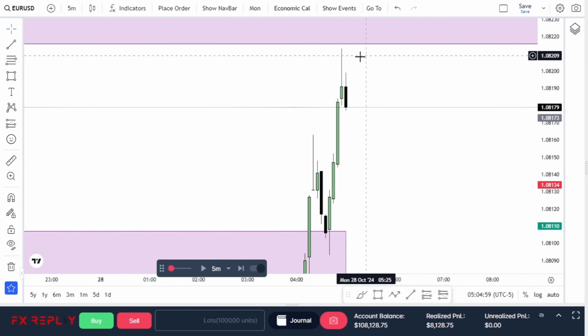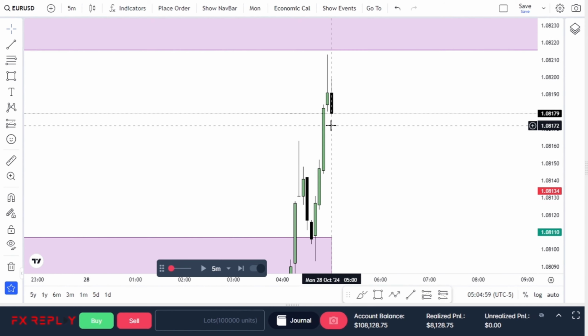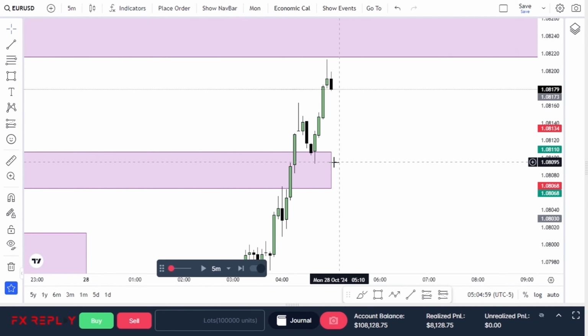Price did not hit this higher time frame PDA and the London session ends here. So today there is no trade. Let's move on next day.